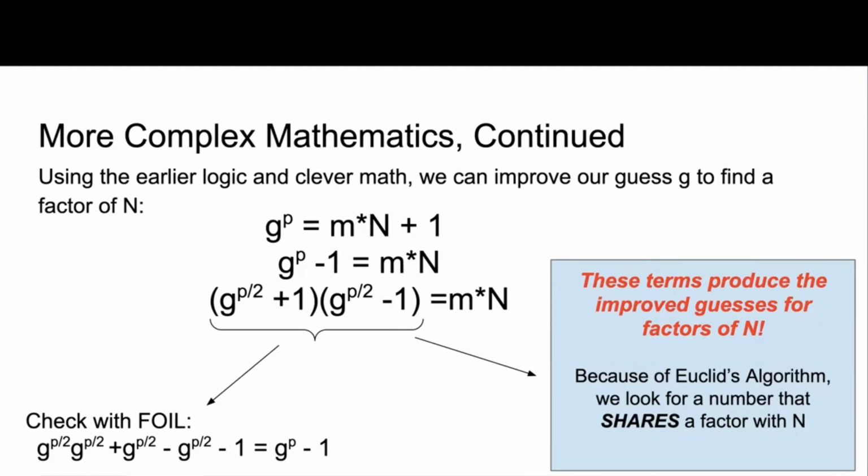These terms produce improved guesses for factors of n because of Euclid's algorithm. Remember, we don't necessarily need to find a direct factor of n, we just need to find something that shares a factor. So let's improve our guess for g using the term we just defined, g raised to the p over 2 plus or minus 1.